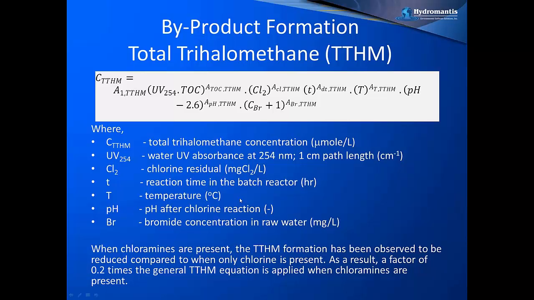Now we talked about the combined residual chlorine, which is the chloramine type of residual, and the free chlorine. As I said before, based on some of the studies, it appears that the combined residuals have a lower potential to form trihalomethanes. So in the model, we have considered a factor of 0.2 when there is a combined residual, then the production potential for the trihalomethane is taken as 20% of whatever is proposed by this particular relationship here.